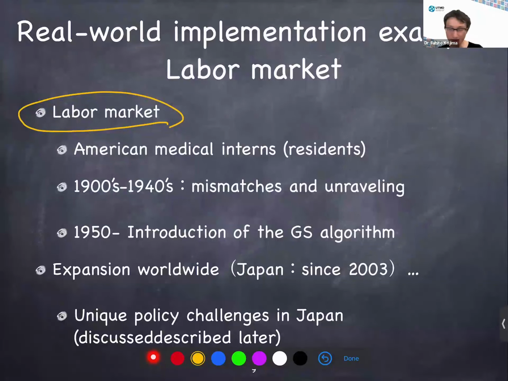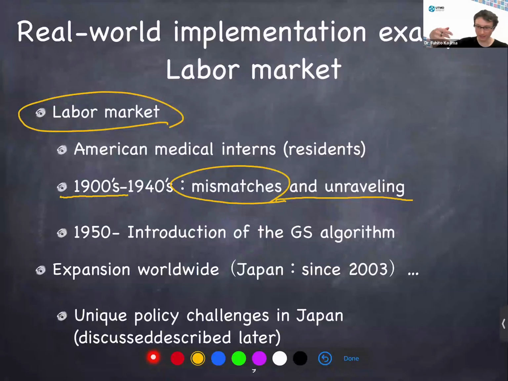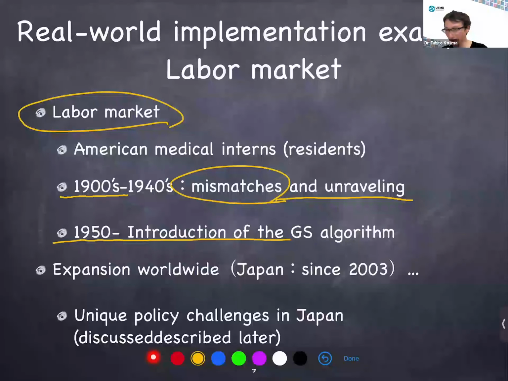In the US, the medical internship, which is now called residency, began around the year 1900. Around that time, it was a decentralized matching market, and that resulted in a lot of mismatches and what is called unraveling, which is basically early contracting. That was the chaotic situation, just as in many labor markets right now. So the medical profession got together and decided to introduce the algorithm, which is a small variation of the Gale-Shapley algorithm that I mentioned.